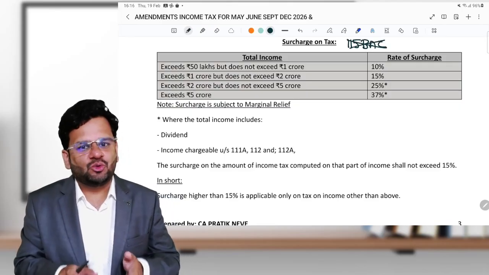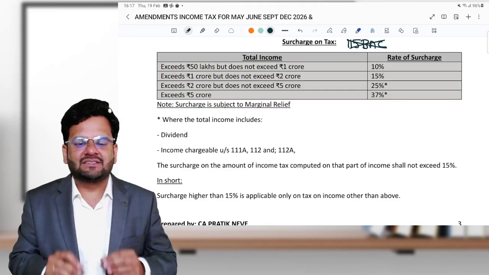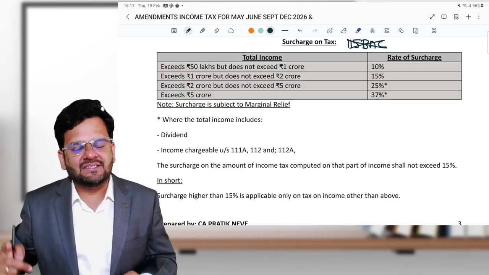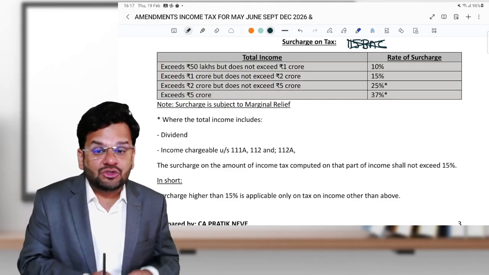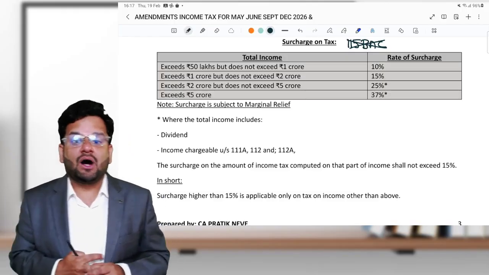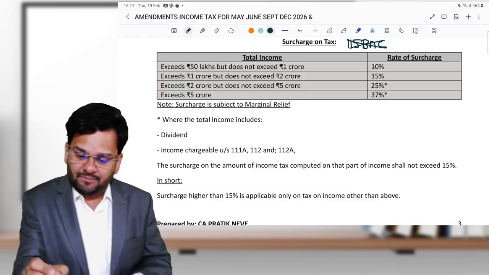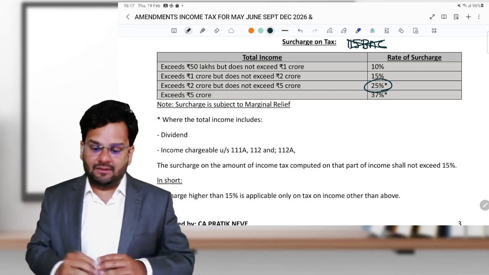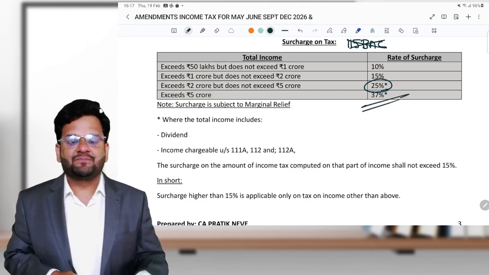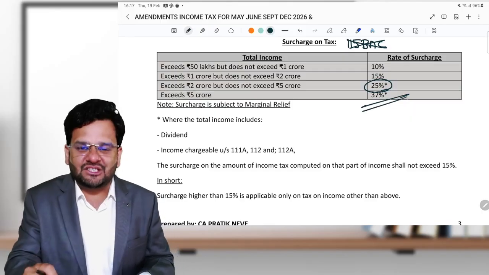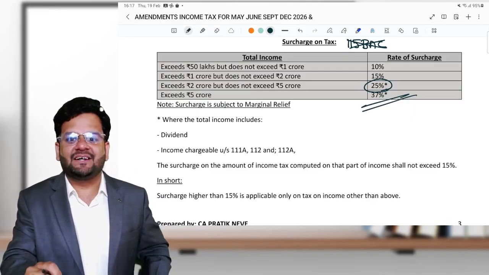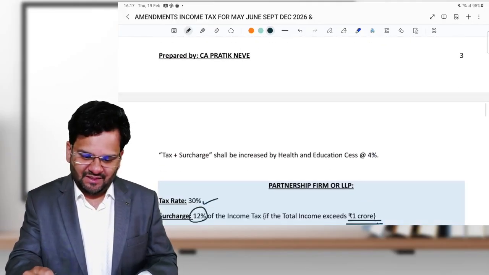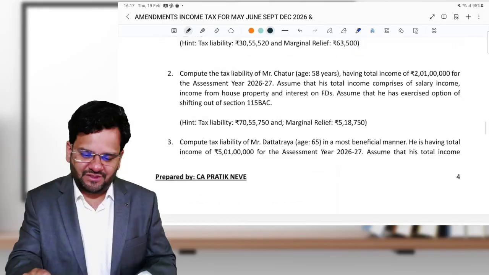See, 50 lakhs to 1 CR is your income. Surcharge is at 10%. 1 CR to 2 CR is your income. Surcharge is at 15%. 2 CR to 5 CR, when you're out of 115 BAC, then it is 25%. And when it is above 5 CR, then it is 37%. So this one more category of surcharge of 37% is added when you are out of 115 BAC. Clear? Let us go ahead, friends.